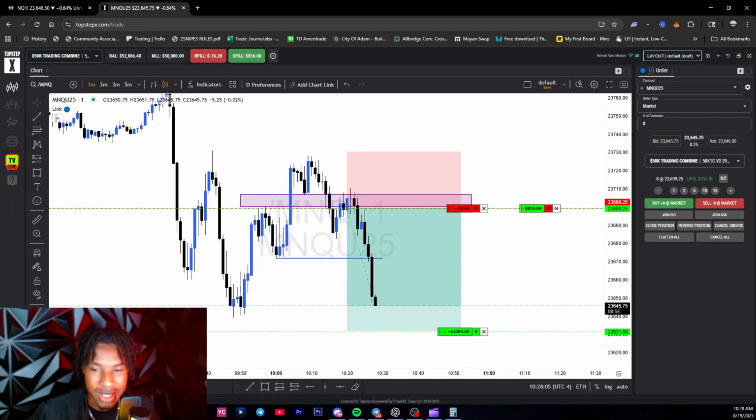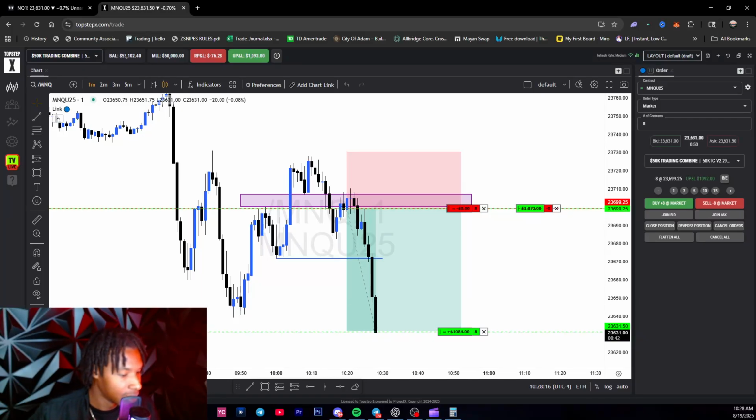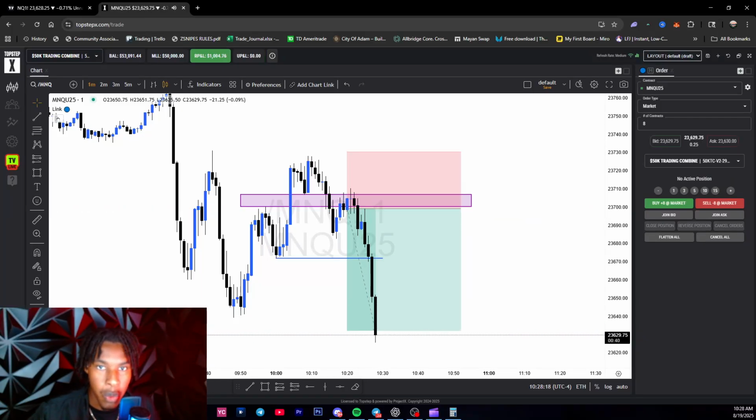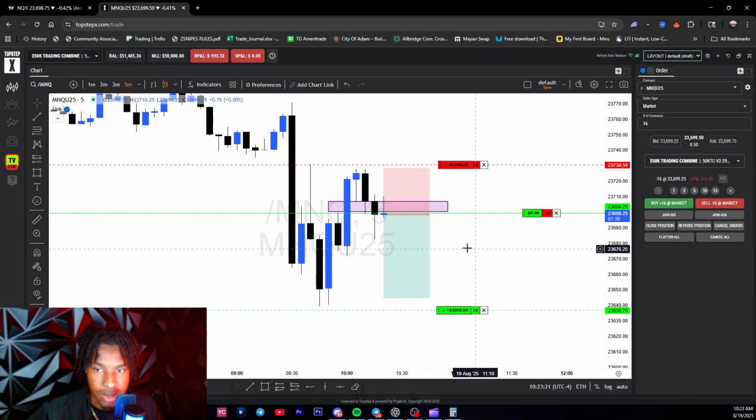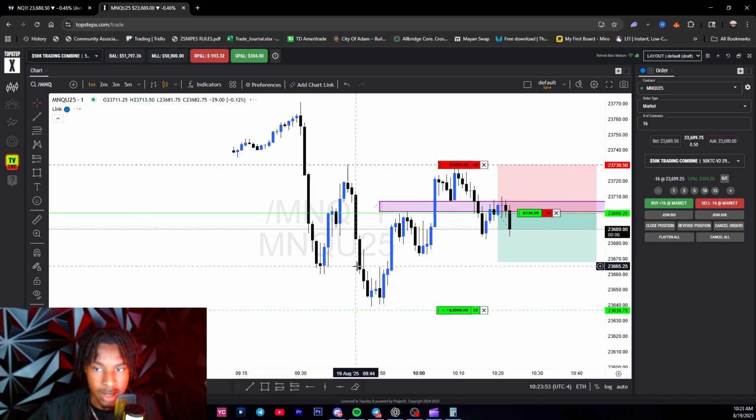Look at this, boys. Oh man. Order filled. Account passed. Just got into shorts off this 5 minute inversion here. Let me zoom into this price action here.